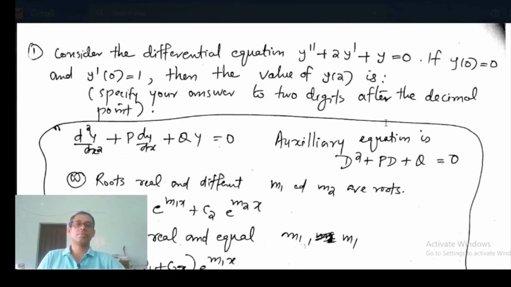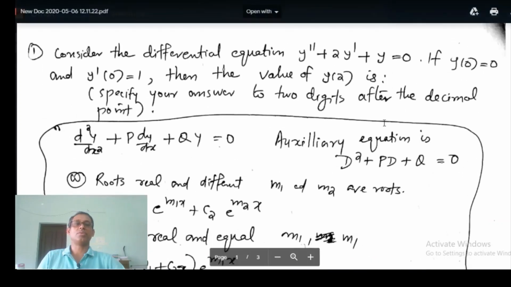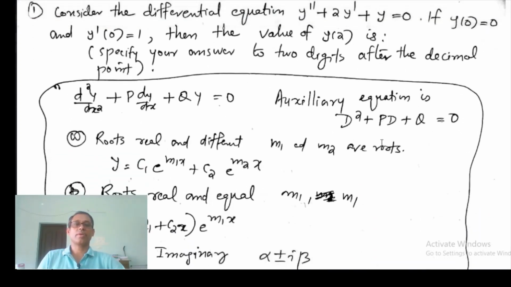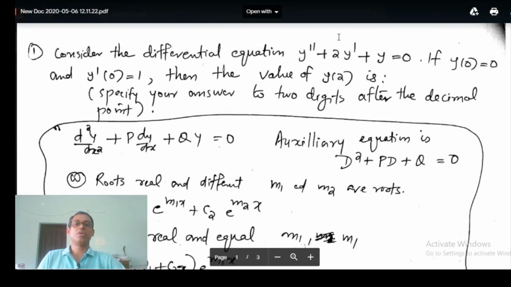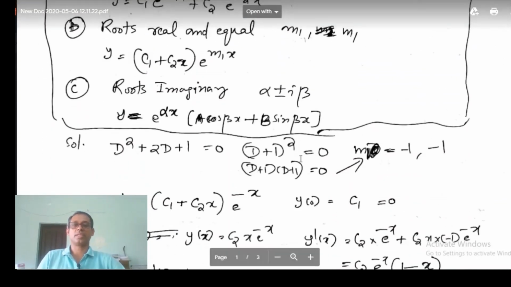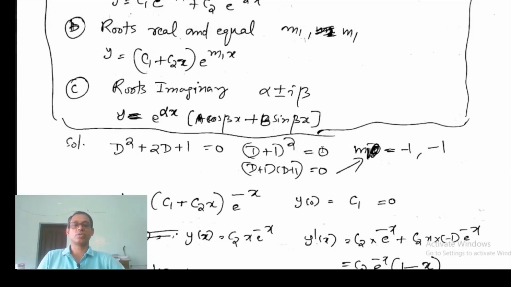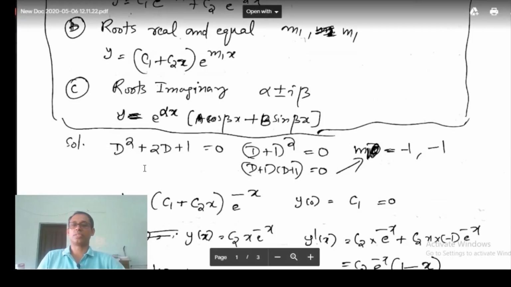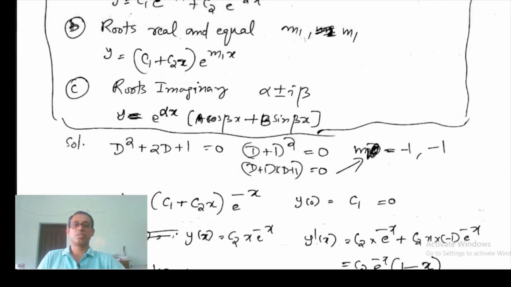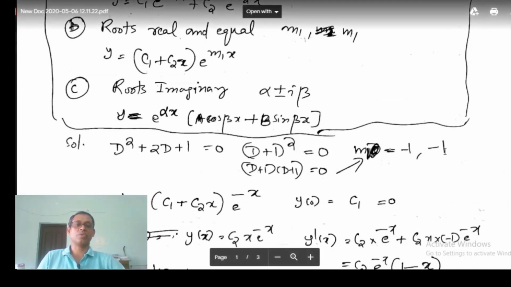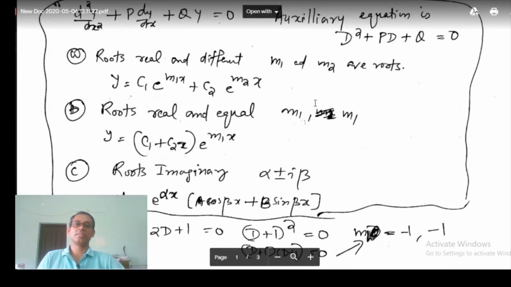+ 1 = 0. That will be the auxiliary equation corresponding to this, which can be written as (D + 1) whole square = 0. So we get two roots, D + 1 into D + 1, so minus 1 and minus 1, these are the two roots, and the two roots are equal. So this is the case.